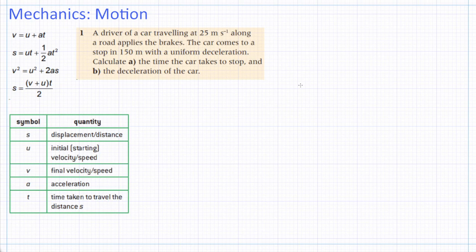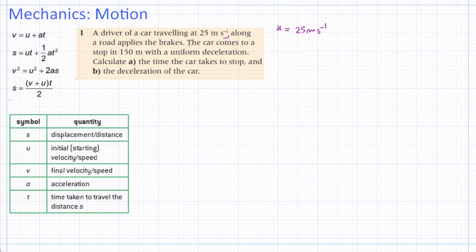So we have a driver of a car which is traveling at 25 meters per second. Let's just stop here for a minute. Usually when we're dealing with problems on kinetics, motion, forces, it helps a lot if you just write down what you know out of those unknowns. So here we're given some speed. We don't know if it's going to change, but so far it's the initial speed.